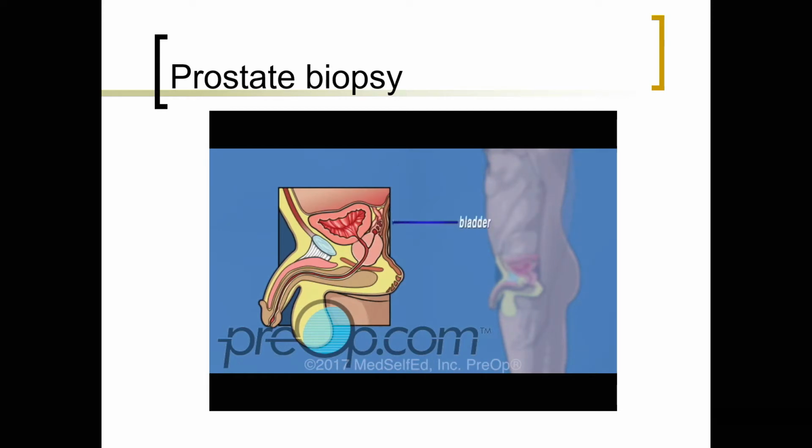The prostate is located under the bladder and behind the penis. It is a walnut-sized gland that is part of the male reproductive system. It helps make semen. The urethra is a tube that carries both urine and semen to the penis. It passes through the prostate, which surrounds it like a donut.